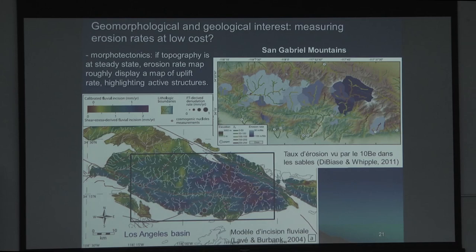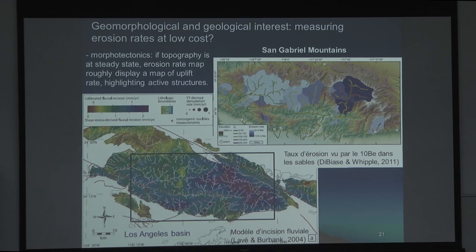On this map, the white lines are the fluvial network in the San Gabriel Mountains. It's a place of small mountains built by a bend on the San Andreas Fault, north of the Los Angeles Basin. And this map represents in some way the steepness of the rivers. In purple colors, there are places where the rivers are relatively steep, and in the western part, the rivers are much less steep.